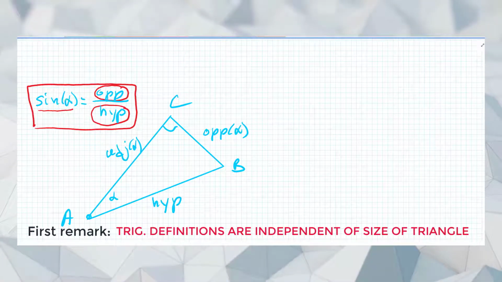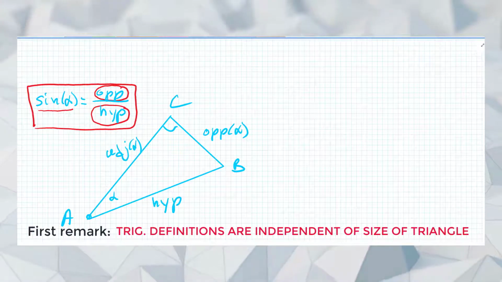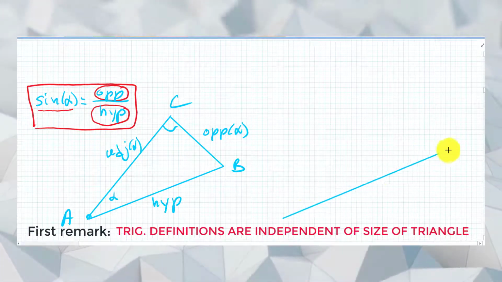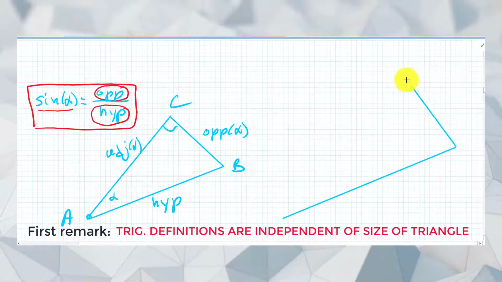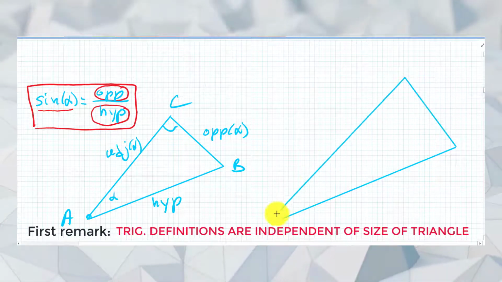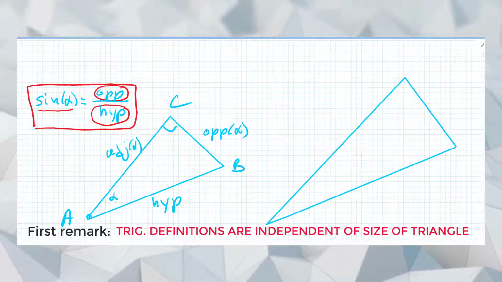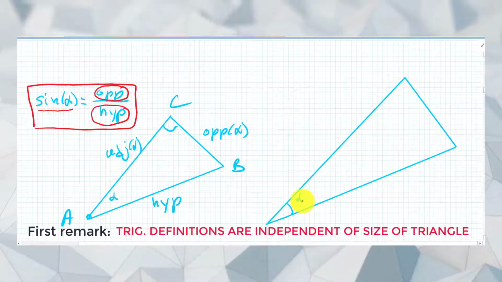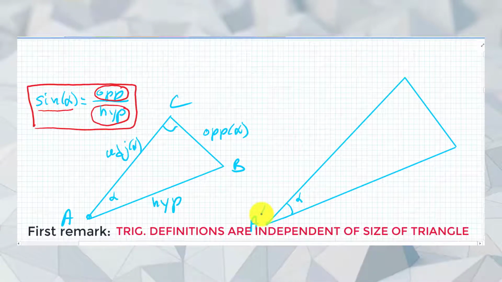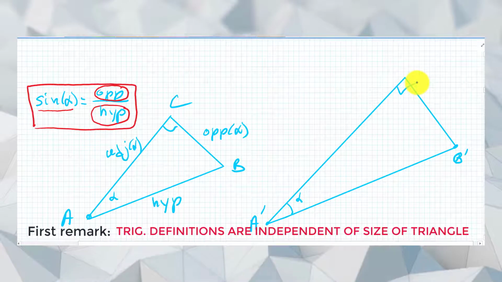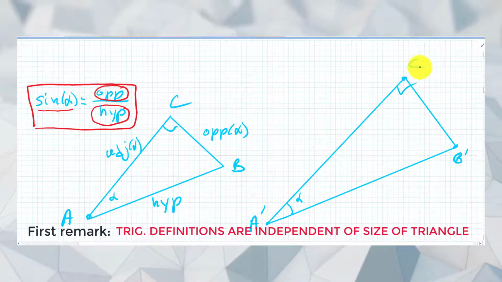How do we show that? Let's take a different triangle with the same angle alpha in it. I'm going to make the sides longer here, but the angle alpha, let's assume, is the same. So here we go. Let's assume this is alpha, and here are vertices A prime, B prime, and this is my right angle. It doesn't look very right, that's okay. And this is C prime.